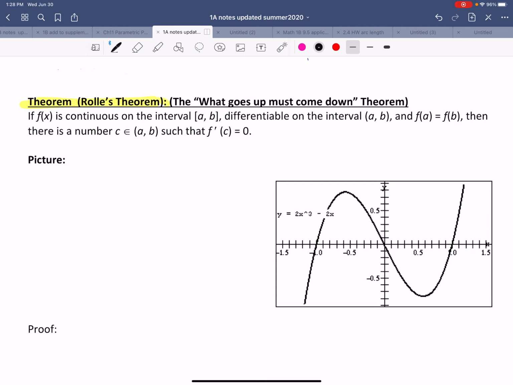Today we're going to look at some examples of Rolle's theorem and the mean value theorem being used. Let's start with Rolle's theorem. Rolle's theorem is called the "what goes up must come down" theorem.